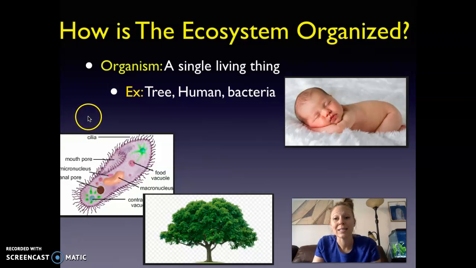The first is an organism. How do we identify an organism? Well, it is a single living thing. So here, this is a cell. It is a prokaryotic cell, so it doesn't have a nucleus. However, it is still alive, so it is an organism. A tree is a living thing. It's made out of cells. It is an organism. A baby is an organism. It is a living thing. And so if we were to use the term living organism, it's kind of redundant because organism means something that's alive.